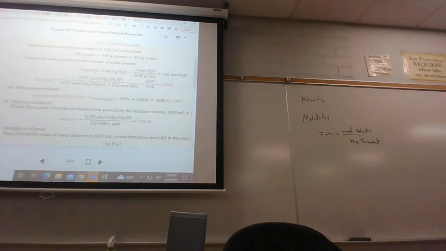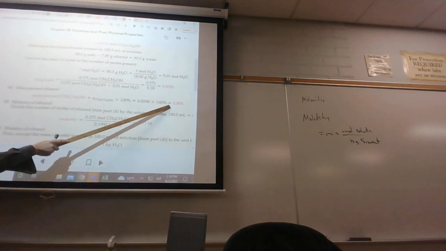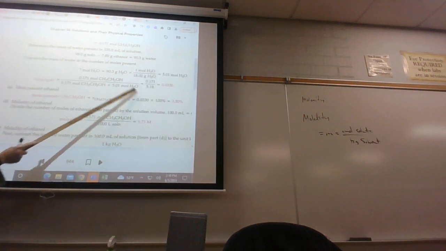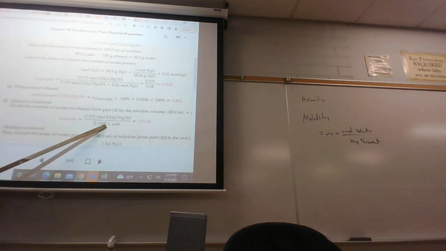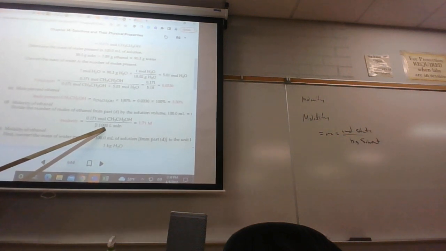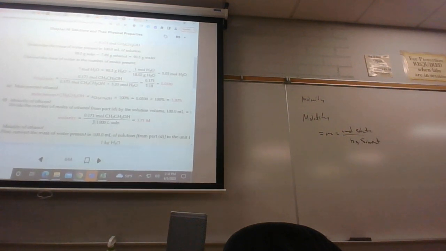So the mole percent is just take the mole fraction times 100%, gives us 3.30%. And then we could get the molarity, which is the moles of ethanol over liters of solution. So 100 milliliters is 0.1 liters, 1.71 molar.